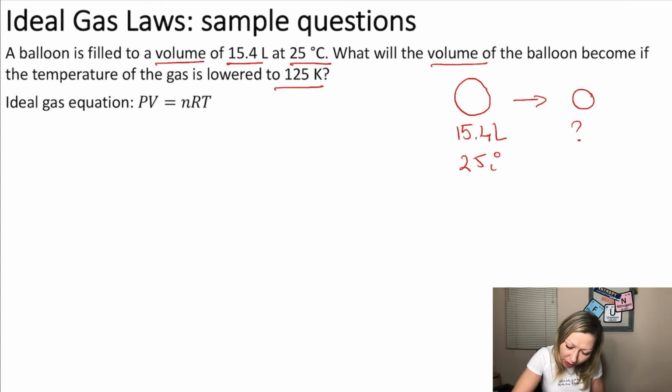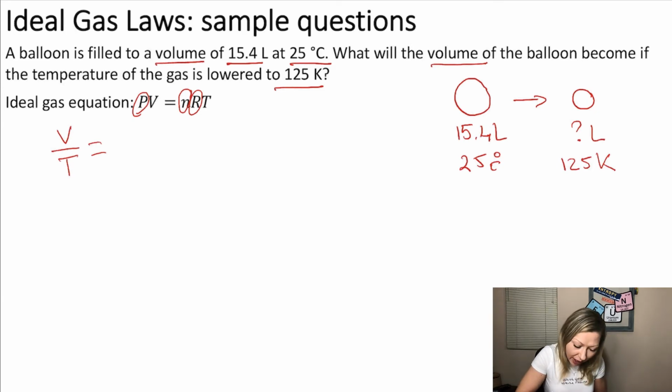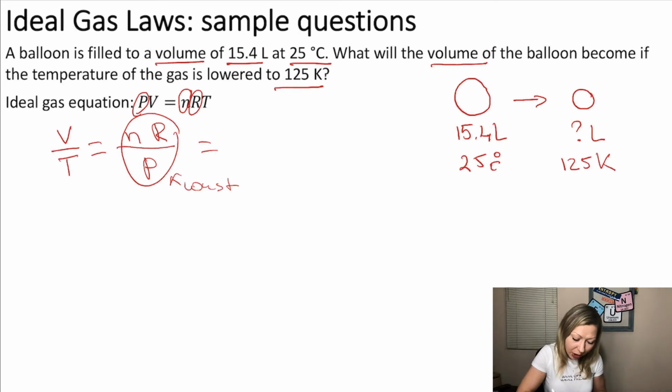So in this case, we don't know the volume, but we know that the temperature is 125 Kelvin. If we look at the ideal gas equation, we know that the pressure is constant, R is constant, and n is constant. So let's rearrange it and have all the constants on one side and all the variables that are changing on the other side. I'm going to divide both sides by the temperature and also by the pressure, so V over T equals nR over P. Remember that this is going to be constant. And because only the volume and the temperature are changing, I can say that V1/T1 equals V2/T2.